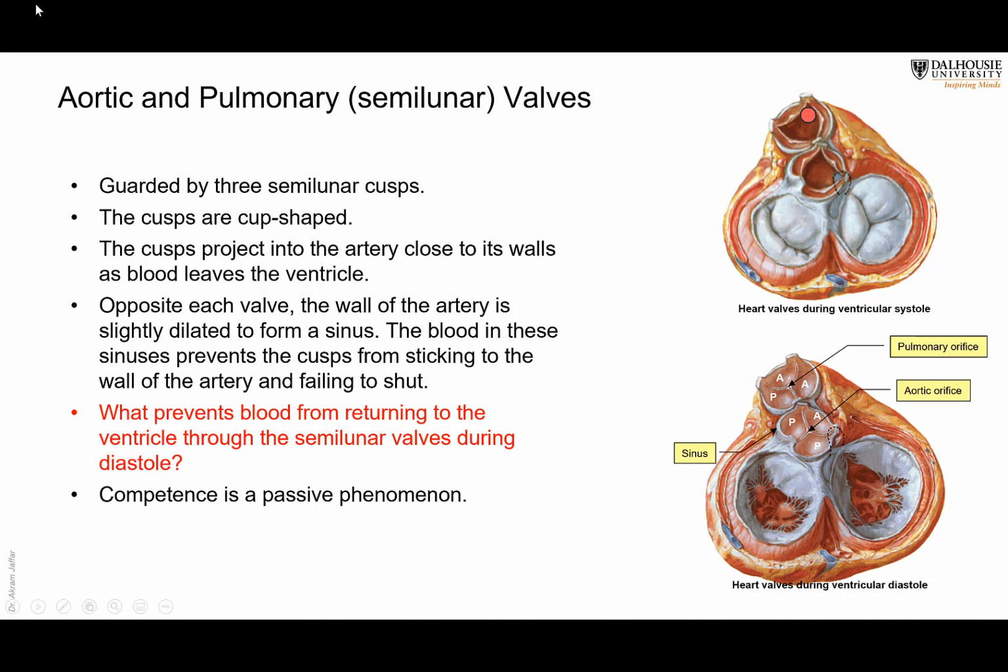You can see here, this is during ventricular systole, and the semilunar valves are open. Atrioventricular valves are closed. Two, bicuspid and tricuspid, they are closed. And this is when, during ventricular diastole, the blood passes through the atrioventricular valves. They are open, while the blood cannot return back. Why can it not return back?